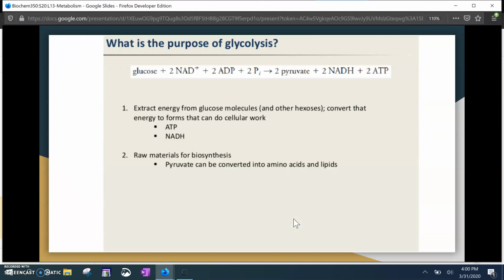So what is the purpose of glycolysis? It is to extract energy from glucose molecules and other 6-carbon sugars and convert that into energy that we can use for cellular work. So that is in the form of ATP or NADH. It can also be used as raw materials for biosynthesis of other molecules, and we'll see where some of them go, including amino acids, lipids, and nucleic acids.